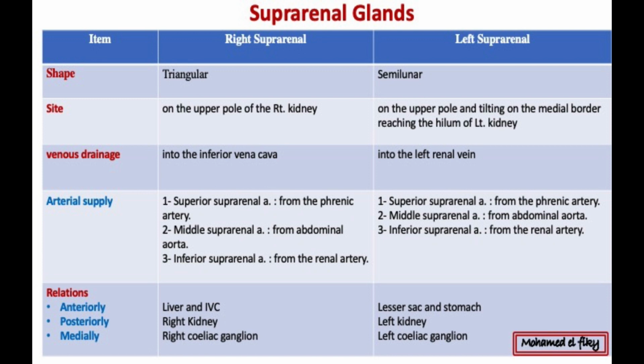Venous drainage, suprarenal vein. The right suprarenal vein drains into inferior vena cava, but left suprarenal vein drains into left renal vein. Arterial supply, three arteries, the same right and left: superior, middle, and inferior suprarenal artery. The superior suprarenal artery is from phrenic artery, middle suprarenal artery from abdominal aorta, inferior suprarenal from renal artery.